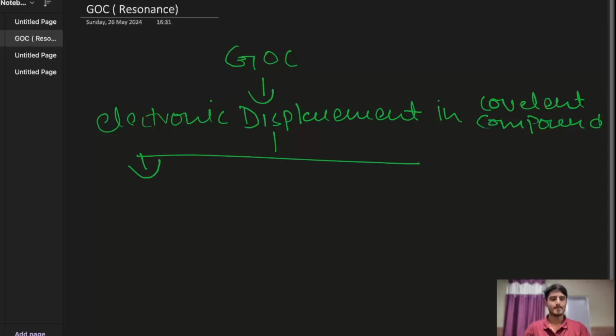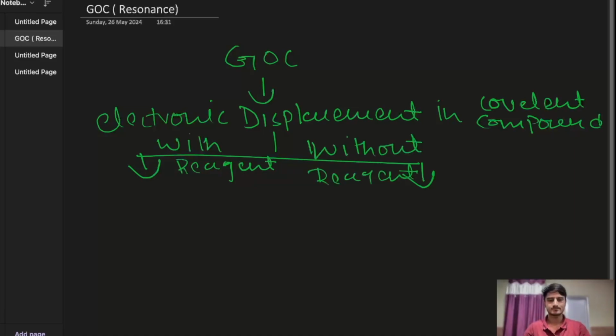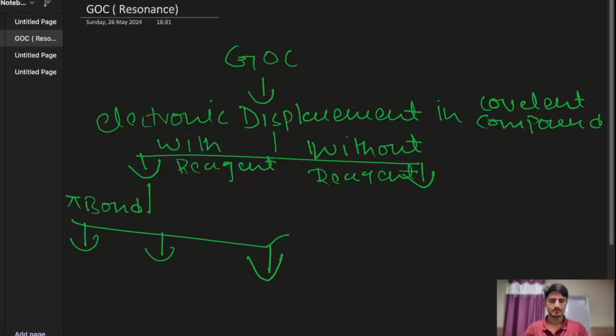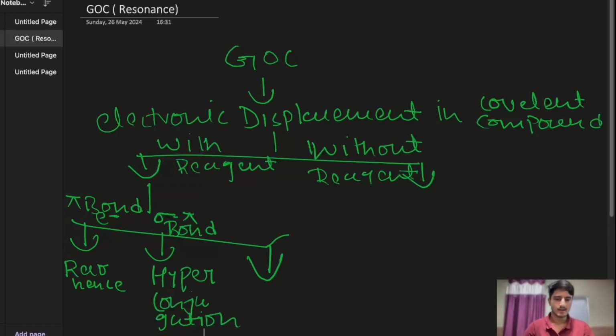So electronic displacement can be done with a reagent and can be done without a reagent. Without a reagent, if pi bond electrons are moving, it is called resonance. If sigma and pi bond electrons in a covalent compound are moving or transferred, it is called hyperconjugation. And if only sigma bond electrons are moving, it is called the inductive effect.